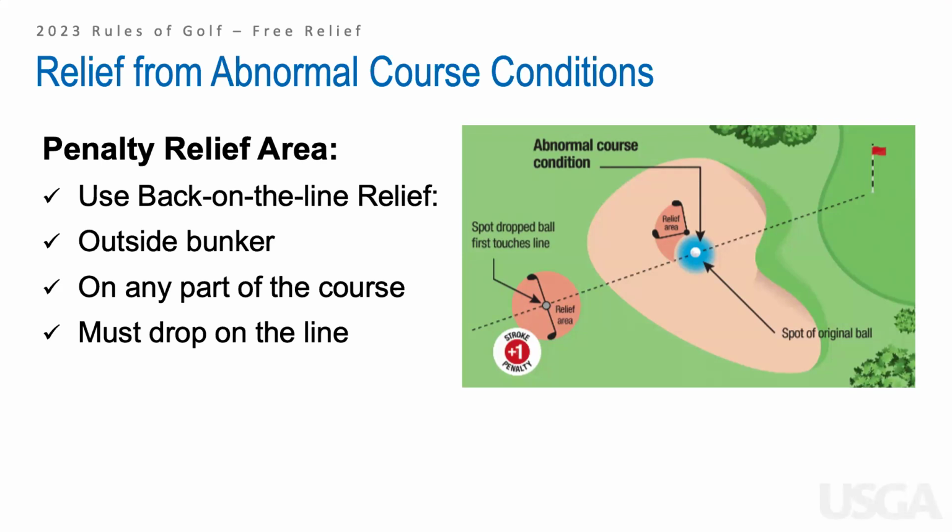So when we're talking about back on the line relief, it's very important that you drop it on the line and not on the side. That was a change, and I'm sure you all saw that. Rory got penalized for it at one of the first tour events of the season. But you have to drop it on the line. You don't get your initial club length to start. But once you drop it and it first touches the line, then it could roll up to anywhere within the circular club length.